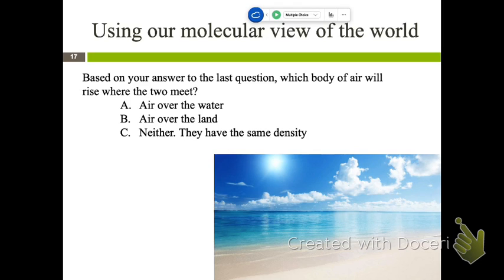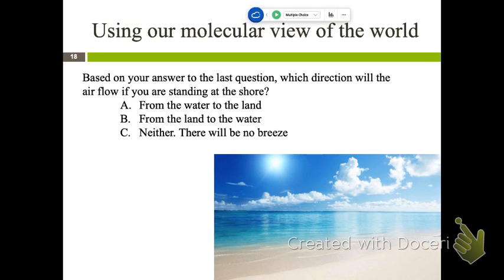So, based on the discussion we just had, which one of these two is going to rise? The one over the land, because it is warmer, it is less dense, things that are less dense rise. Okay? So then the last question on that is if you have the two bodies of air.